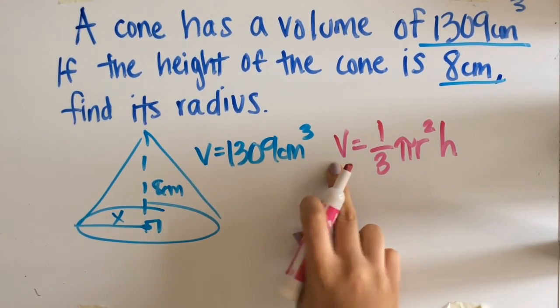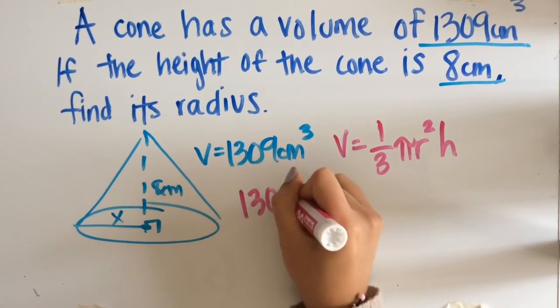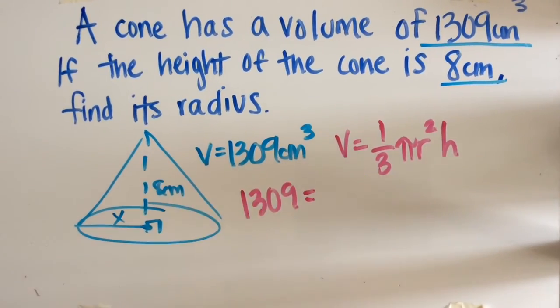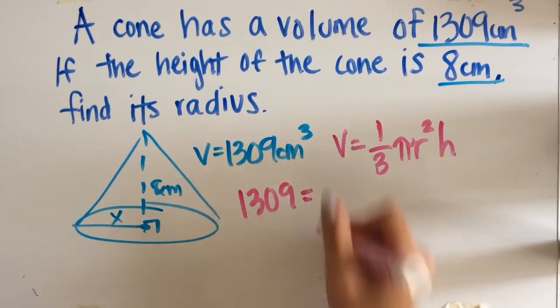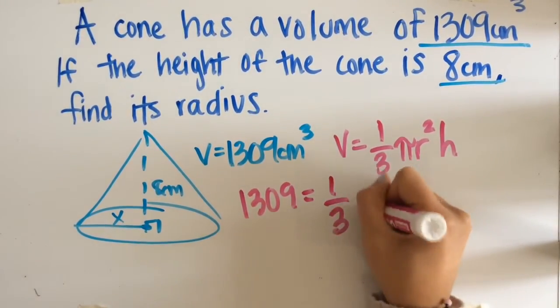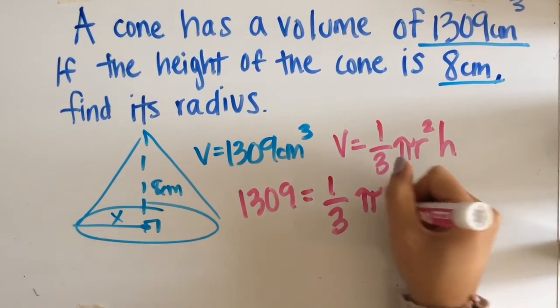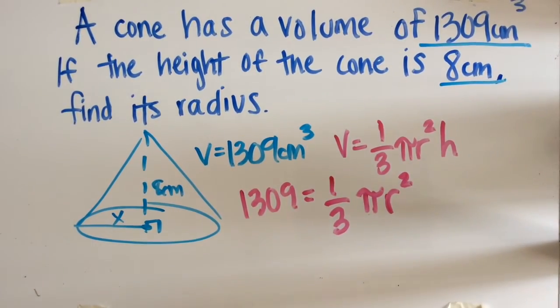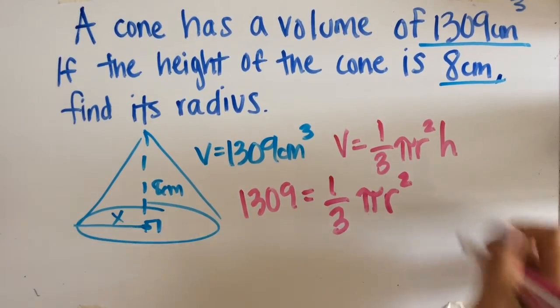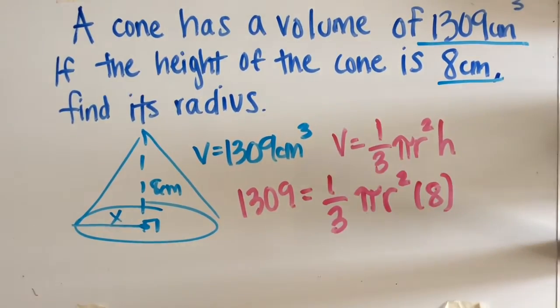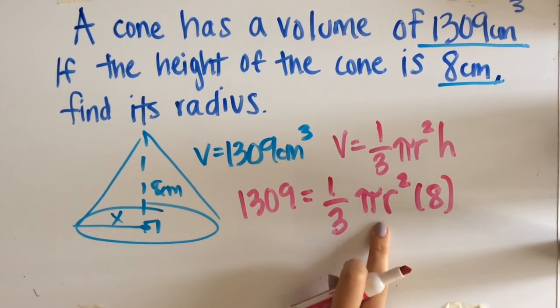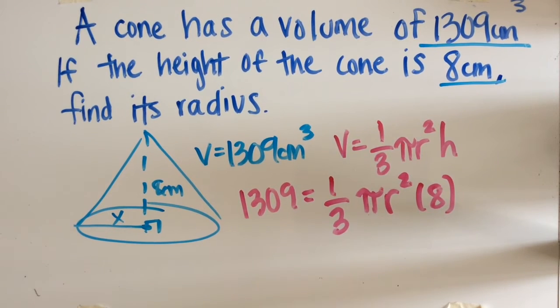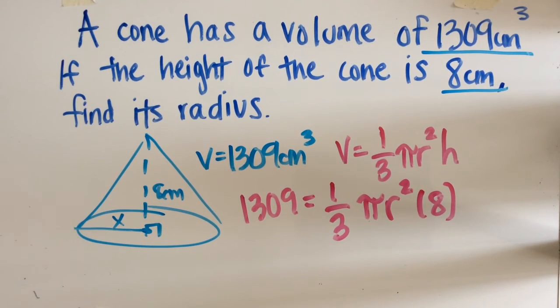I know the volume, or V, is 1309. So I'm going to plug that in for V, right? Times 1/3 times pi, and I don't know the radius, okay? But I know the height. I know the height is 8. So I can just plug that in, and now I only have one variable to work with. That's all I need to do. I just need to find what r is. I don't need any additional steps besides that.